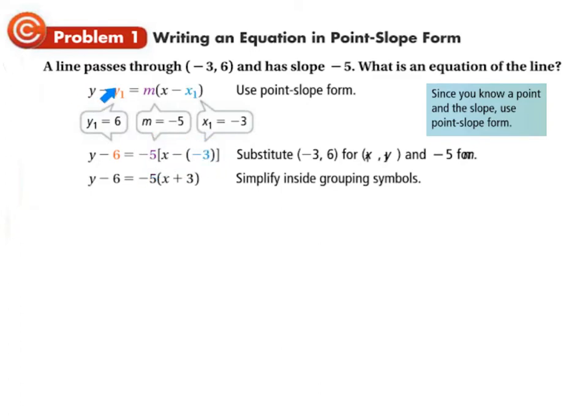Okay, y minus the y1 coordinate, or y minus 6, equals the slope of negative 5 times brackets x minus a negative 3, which we can then resolve from minus a negative 3 to plus 3, because subtracting a negative is the same as adding a positive. And you get for this equation: y minus 6 equals negative 5 parentheses x plus 3.